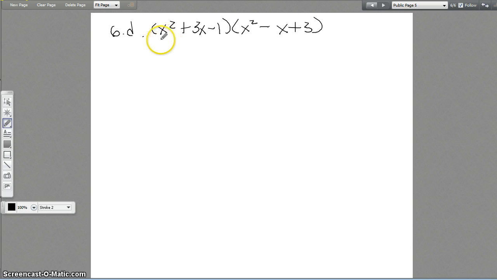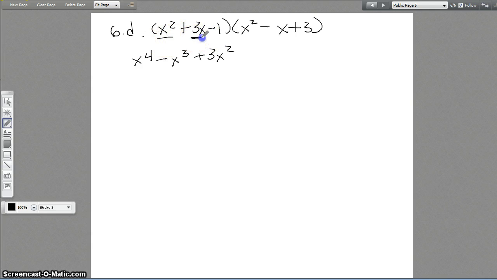What I'm going to do is take x squared and multiply it by every term in the second parentheses. X squared times x squared is x to the fourth. X squared times negative x is negative x cubed. X squared times 3 is 3x squared. I know that it's positive because my x squared is positive and my 3 is positive, so the product has to be positive. Okay, so I've done my first term.